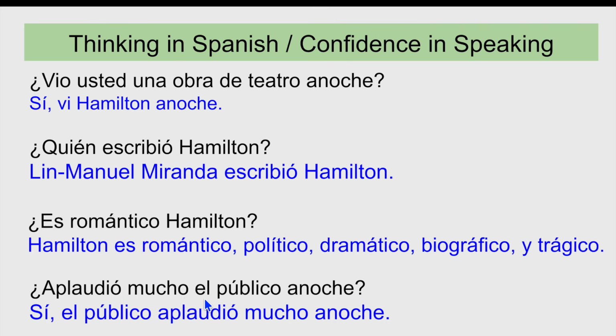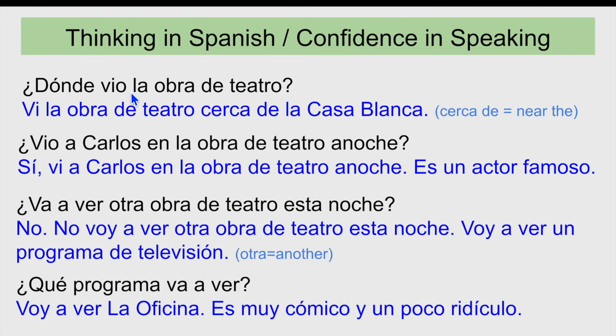¿Aplaudió mucho el público anoche? Sí, el público aplaudió mucho anoche. ¿Dónde vio la obra de teatro? Vi la obra de teatro cerca de la Casa Blanca. ¿Vio a Carlos en la obra de teatro anoche? Sí, vi a Carlos en la obra de teatro anoche.